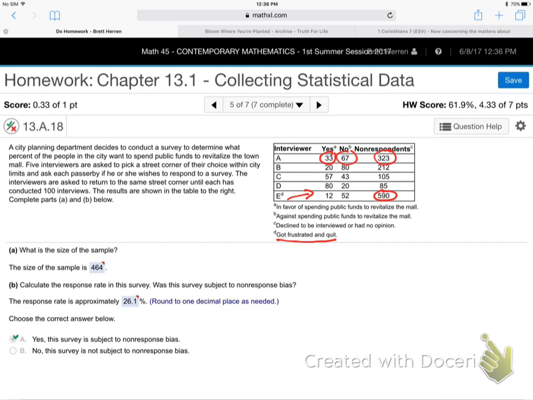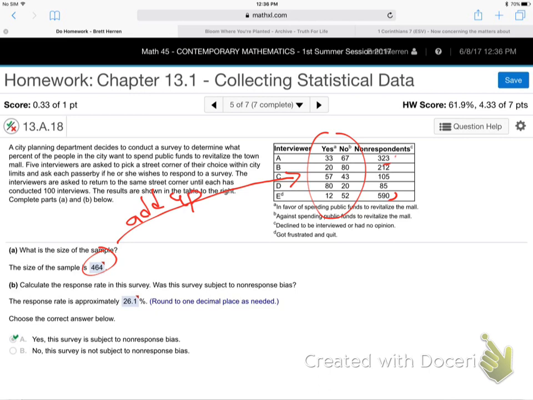How did I get that? How am I getting that sample size? See what I added up? All of these. Add them up, right? So you don't need to do it right now. I mean, I did, and the answer's 464. Does that make sense? Because those are all the ones we have answers for. That's the sample size, 464. Does that make sense? What I'm doing there?